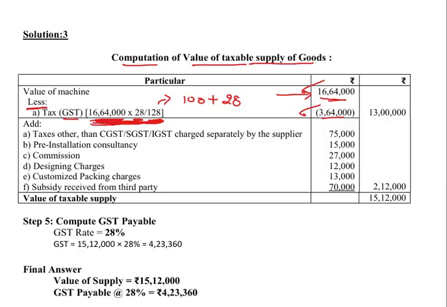How did this 3,64,000 come? This is the formula: 16,64,000 into 28 divided by 128. So the GST amount we have removed. Out of the 16,64,000, the GST amount is 3,64,000. By deducting this, what will we get? 13 lakhs. This 13 lakhs is the amount which is excluding the GST, right? Next, the other information we will be adding one by one, which is given here, right?